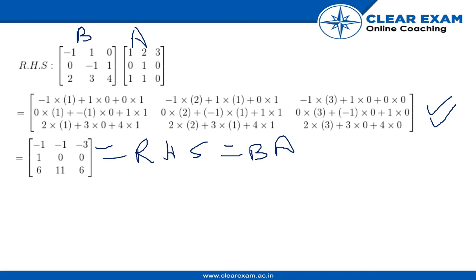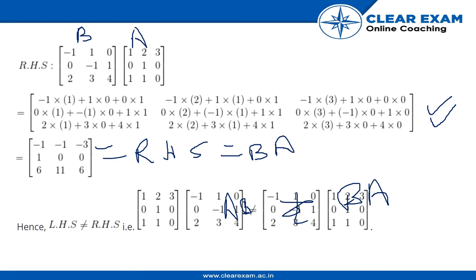Now if you move back to the last slide, or move back in the video, we find that AB is not equal to BA. So our matrix multiplication is not commutative. Our LHS is not equal to RHS.